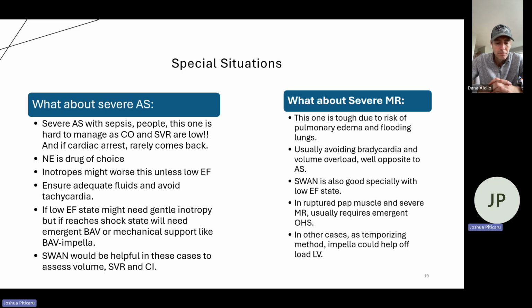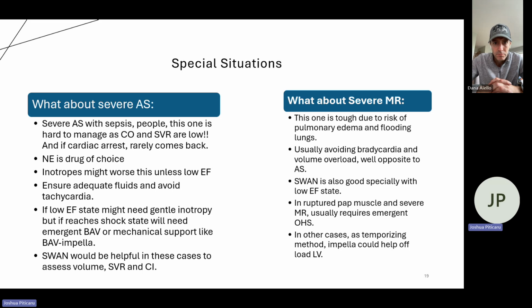Now, how about severe MR? This one is tough due to risk of pulmonary edema, right? And flooding the lungs. That's what happens with severe MR. We get a lot of these patients, you put the echo on, oh, severe MR. Really very tough to deal with. Usually avoiding bradycardia in these patients is important, and volume overload. It's opposite to aortic stenosis.